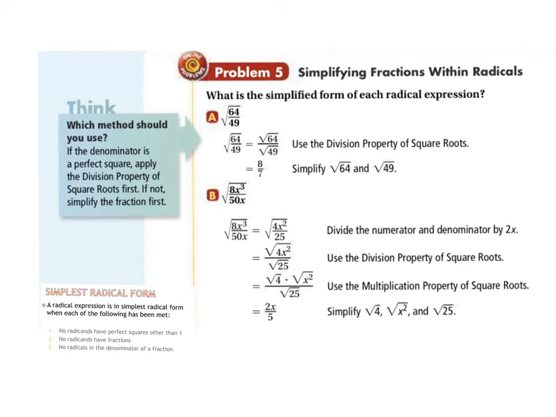So we take a look here. Obviously there's a fraction inside of the radical, so that's not going to work for us. And these two have perfect squares inside of them.